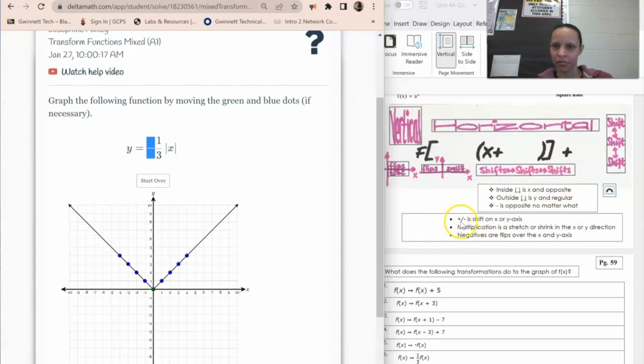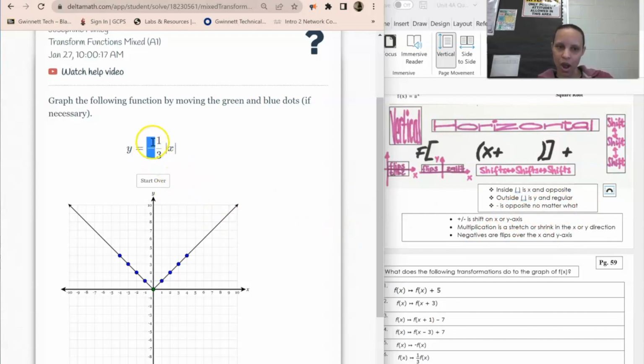Then you go to this: is it adding or subtracting? Nope. Are you multiplying? Nope. It's a negative. Negatives are flips over the x and the y axis, and we just said it's opposite no matter what. So it's flipping opposite of what you think. Okay, so let's go to this. It's outside.